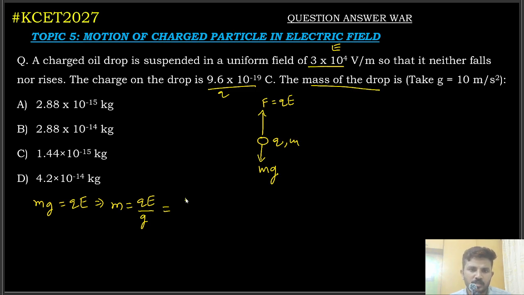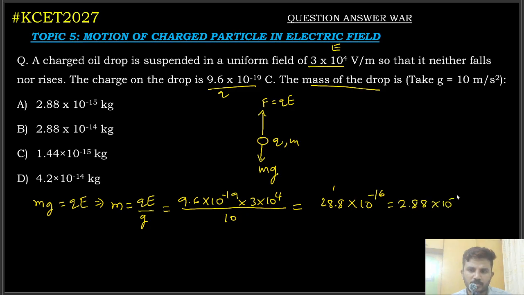The charge is 9.6 into 10 to the power minus 19, into electric field 3 into 10 to the power 4, divided by 10. So we just multiply this. So 28.8 into 10 to the power, minus 19 plus 4, that is minus 15. So that is equal to 2.88 into 10 to the power minus 15 kg. So this will be the answer. Option A is correct.